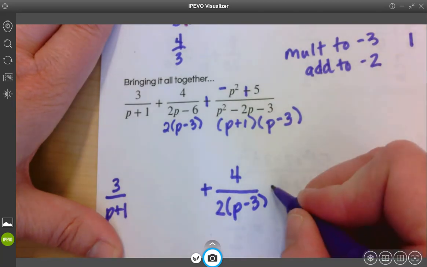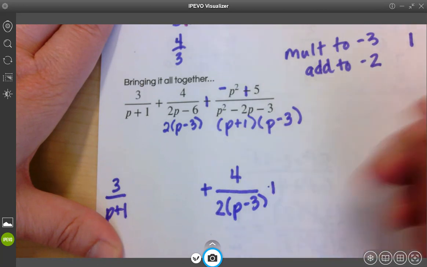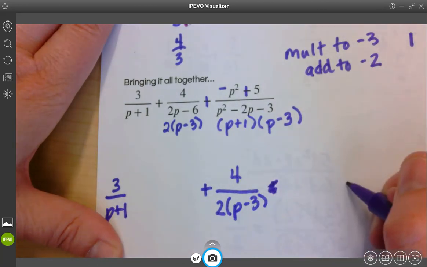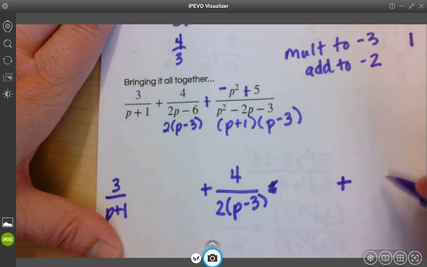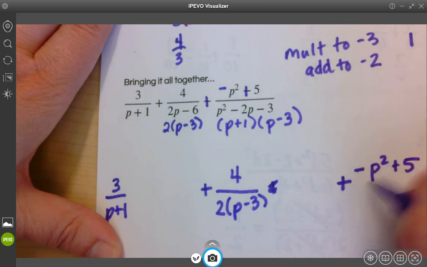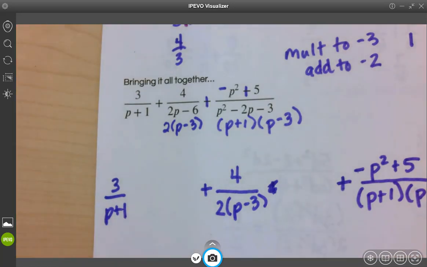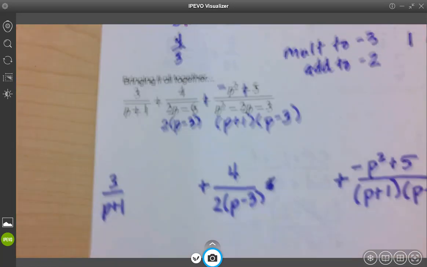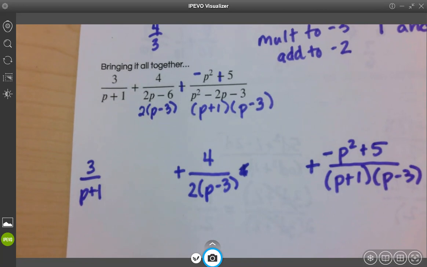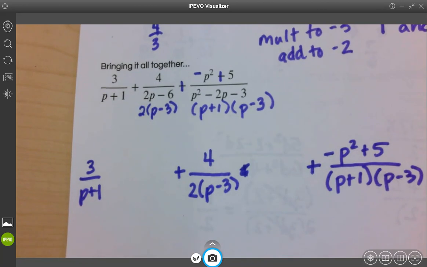All right, so then I've got plus, oops, I don't want it right there. My bad. Plus negative P squared plus 5 over P plus 1, P minus 3. Okay, so far, all I did was distribute that minus to the P squared minus 5.